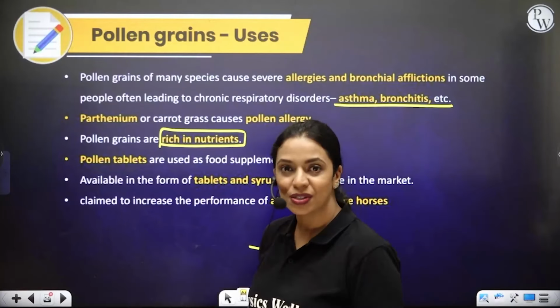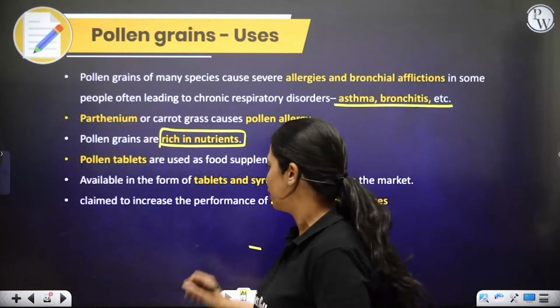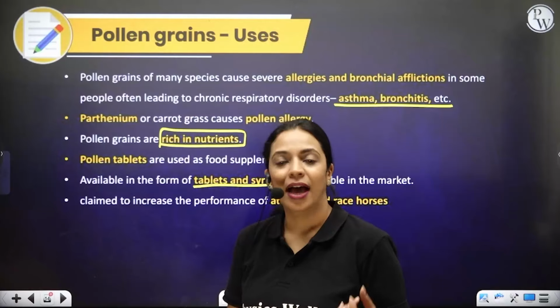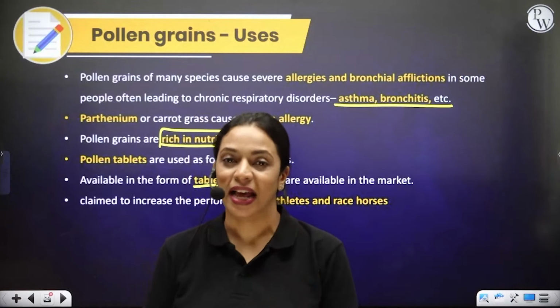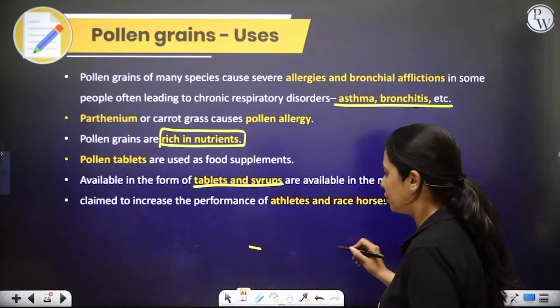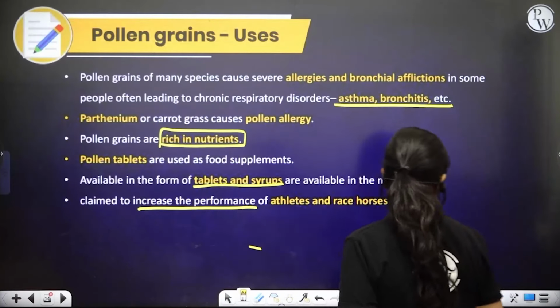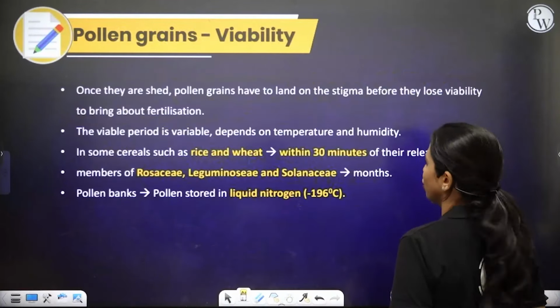So it can be used as nutrient supplements. They are available in the form of tablets and syrups. And it is also claimed that by consuming pollen grains, race horses and athletes can increase their performance. Okay, so these are some uses of pollen grains.